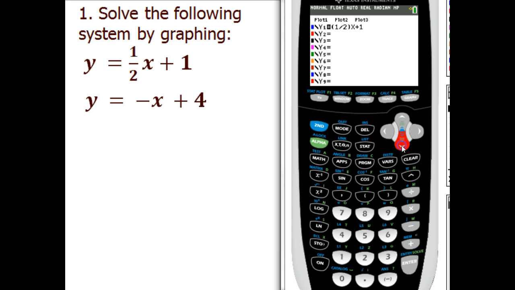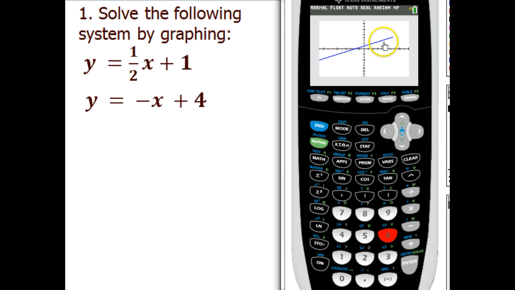That's my first equation. Now my second equation is negative, and the negative sign is down here. This is not the minus sign, but the negative sign is right here next to the enter sign. Negative x plus 4. Okay, now on your zoom, make sure you're at a zoom standard is usually what I use, which is 6. That gives you a negative 10, positive 10. That usually tends to work pretty good.